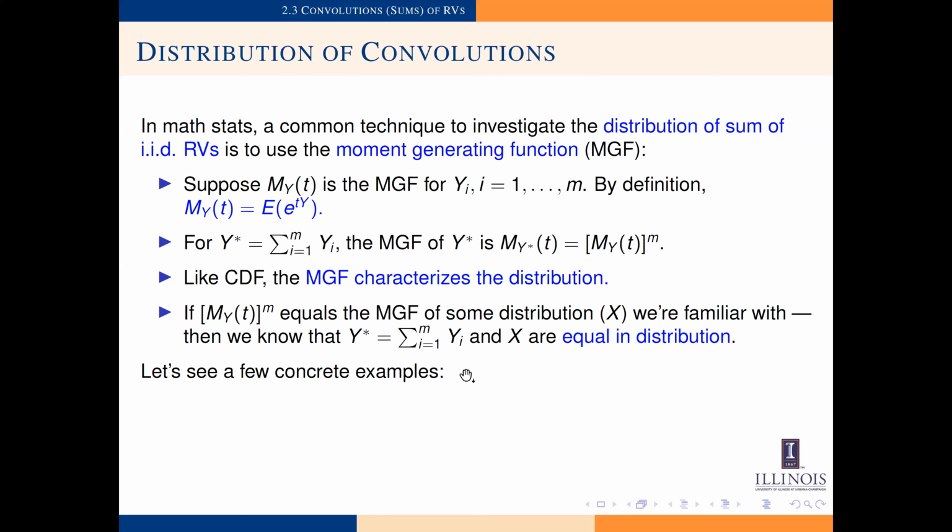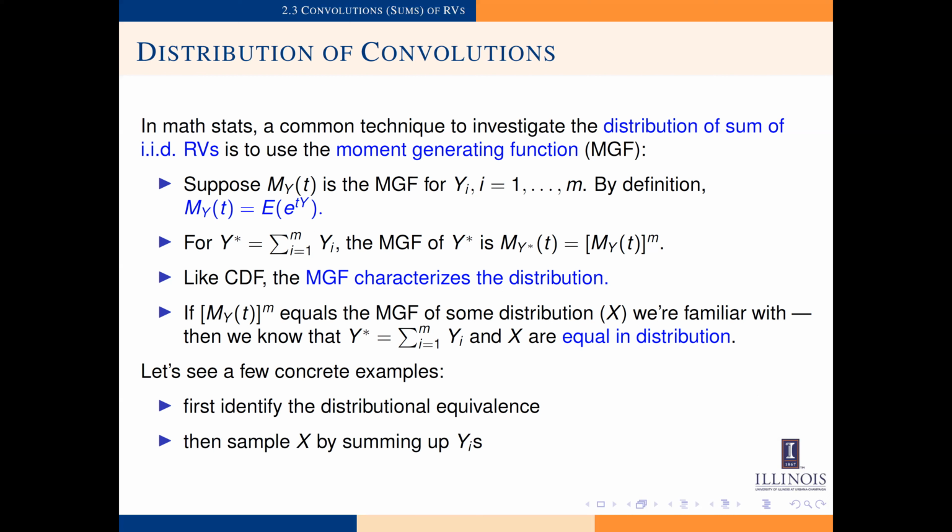So let's see a few concrete examples. For each of them, let's first identify the distributional equivalence, so the sum of some yi's is equivalent to some other distribution. And then let's implement the R code that samples x by summing up the y's.